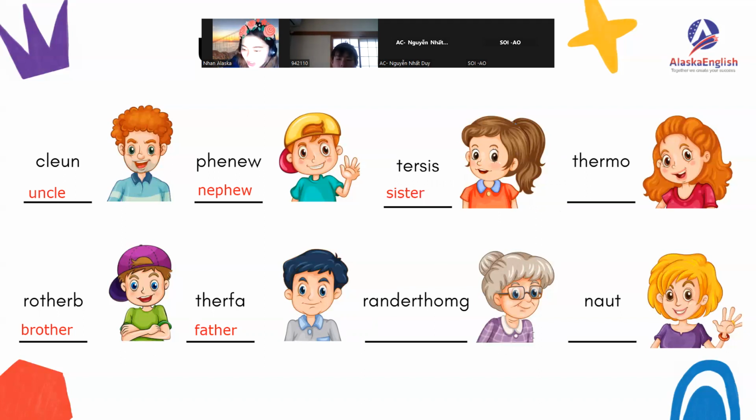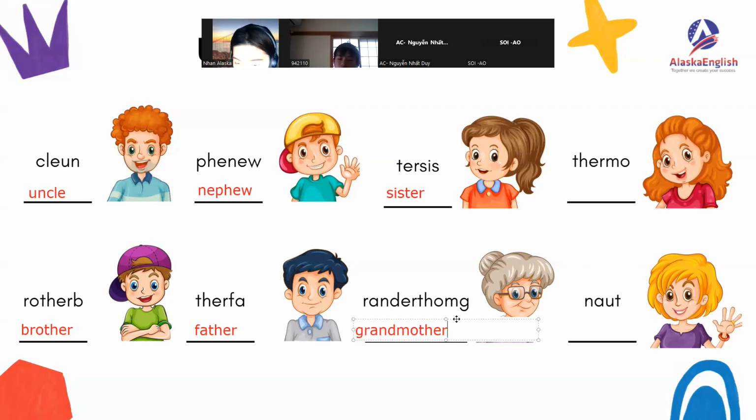Sister. How about her? Who is she? Grandmother. All right, grandmother. Okay, so let's spell out grandmother. G-R-A-N-D-M-O-T-H-E-R. All right, good.